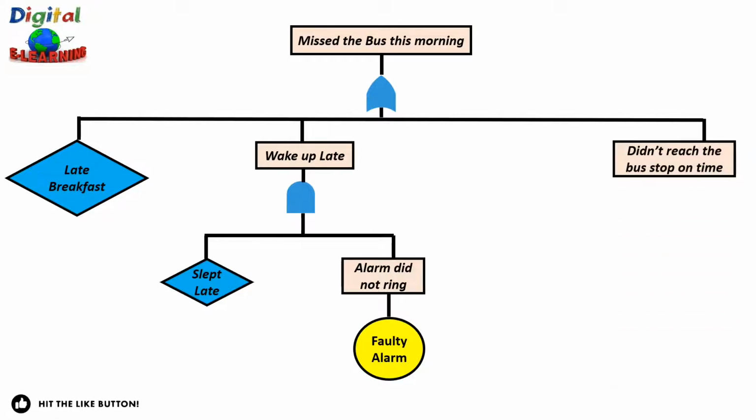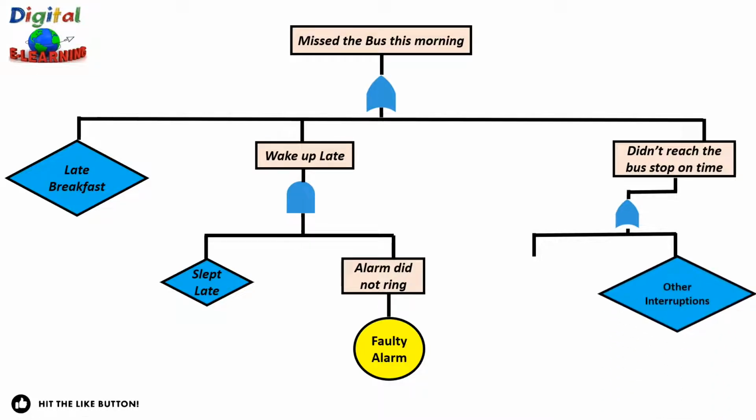The other event that we have is that I did not reach the bus stop on time. Here I am going to apply the OR gate. So there are two events here, either of which can occur, which could trigger I did not reach the bus stop on time. One is that there are other interruptions, maybe I have met some friend or relative in between, or I am walking slowly. Other interruptions I'm going to put in my undeveloped event, but I'm walking slowly.